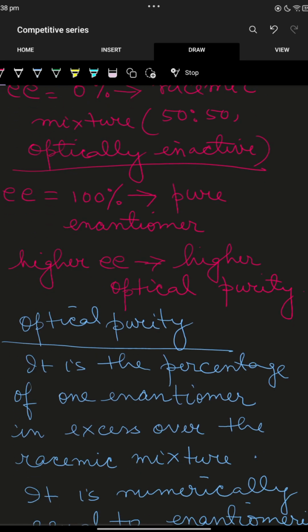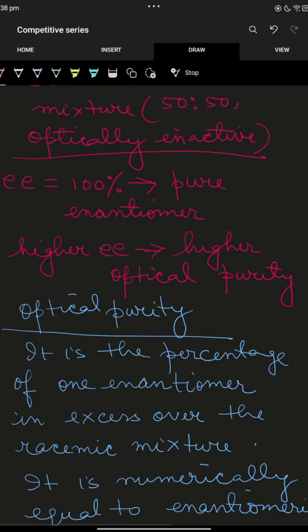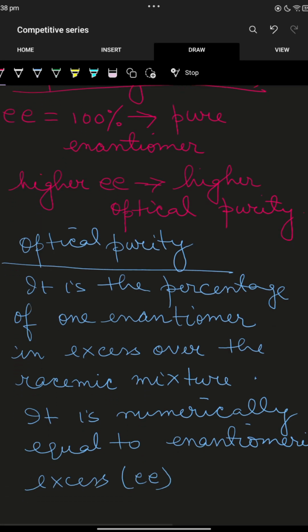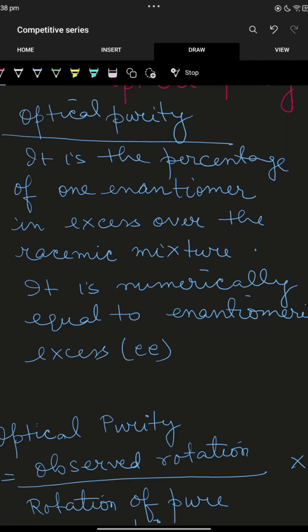If it is 100%, it means it is the pure enantiomer. If S is there, then S; if R is there, then R. If a higher value is there, that means higher optical purity is there. Now again, what is the summary of optical purity? It is the percentage of one enantiomer which is in excess over the racemic mixture. So it is numerically equal to the enantiomeric excess, only you express it in decimal form.